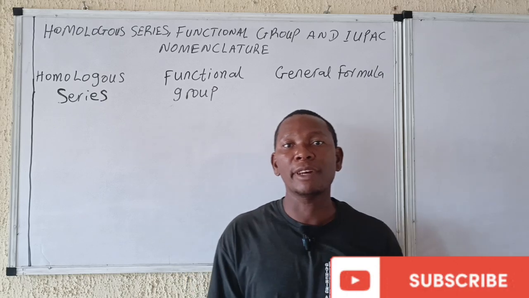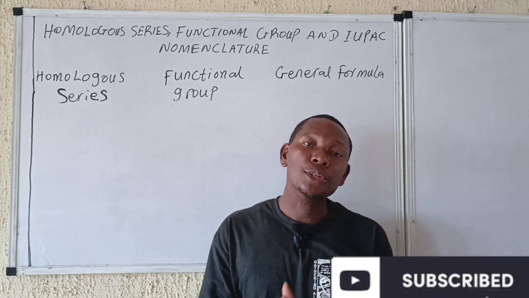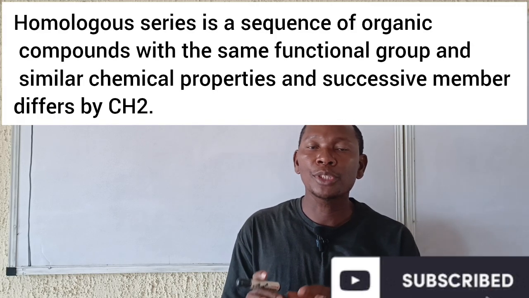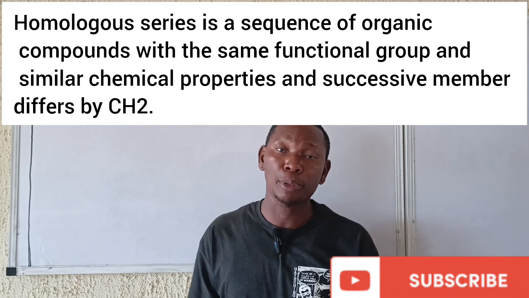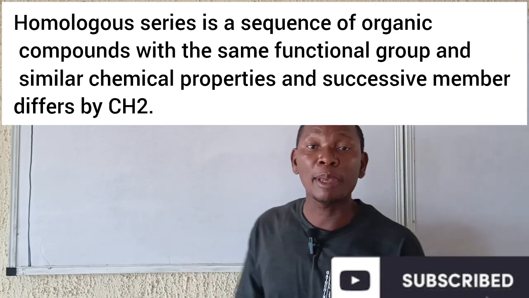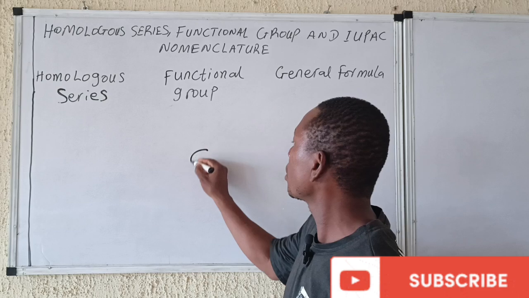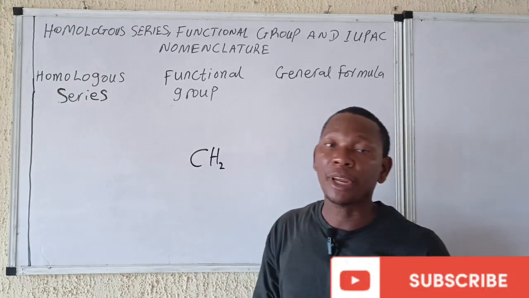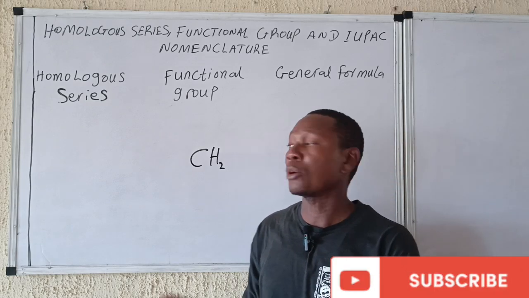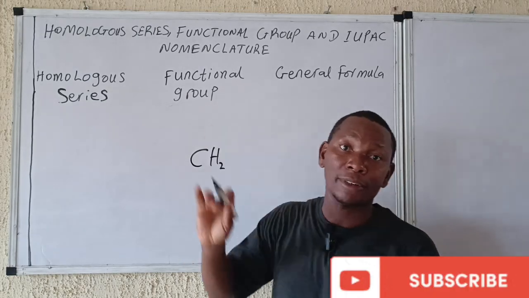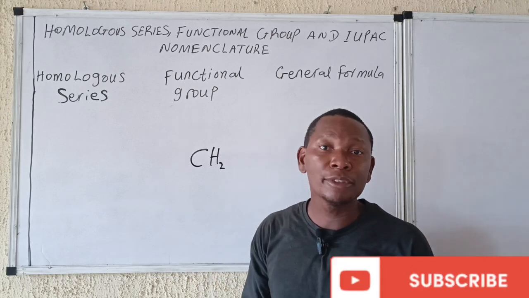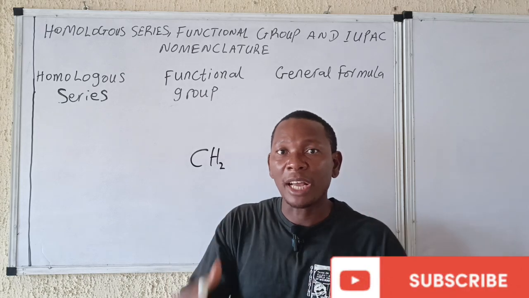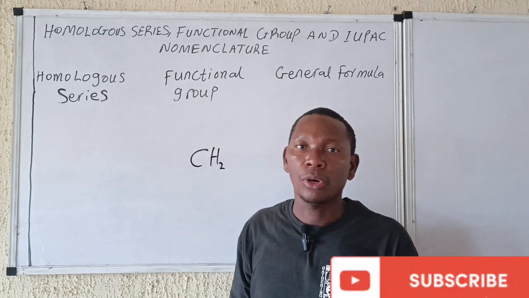Remember, in part 1 of this video, I defined homologous group as a sequence of organic compounds with the same functional group and possessing similar chemical characteristics or properties, with successive members differing by CH2. So they have the same functional group, similar chemical characteristics, and successive members differ by what? CH2. And we did define functional group as an atom, group of atoms, or even a bond that actually gives the chemical characteristics to a compound or substance.